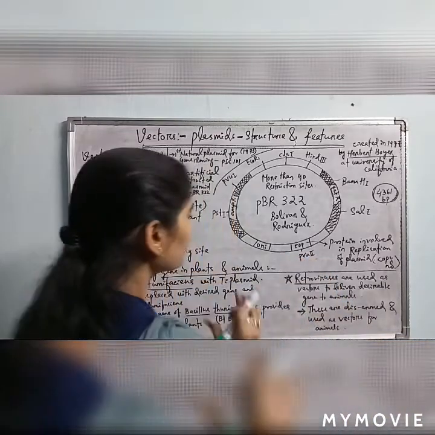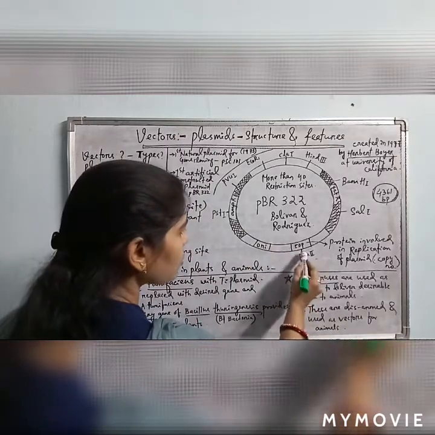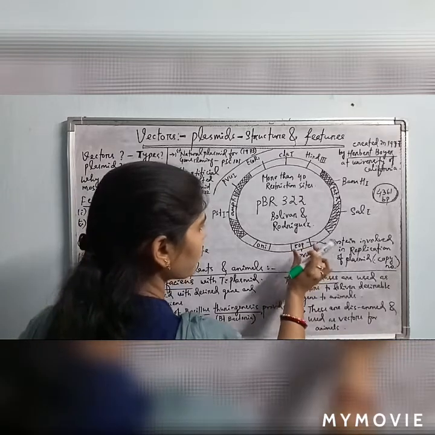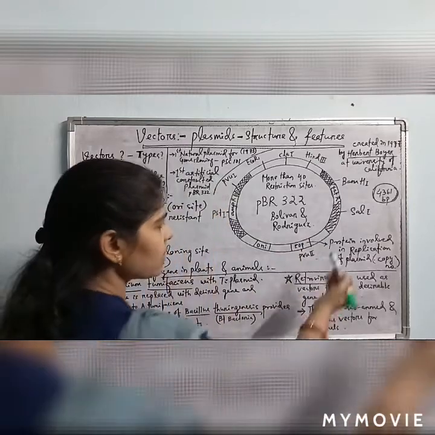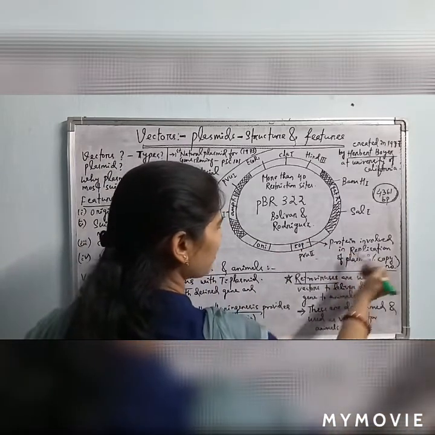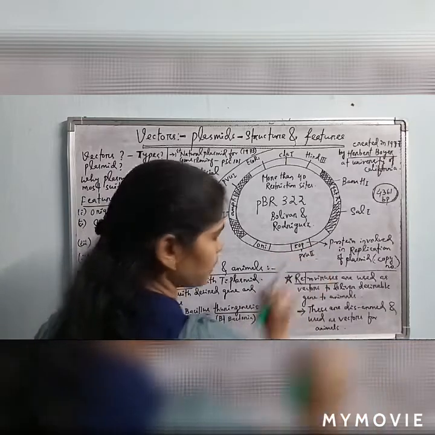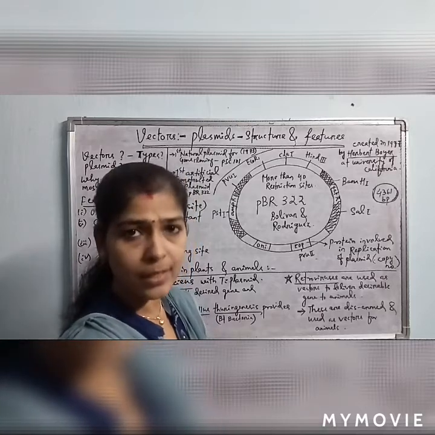Another thing, it has the origin of replication, and this is the ROP site. What is this ROP site? This site codes for the protein which helps in the replication of the plasmid. This ROP site maintains the copy number of the plasmid, meaning the copy number of the plasmid is high inside the bacteria.